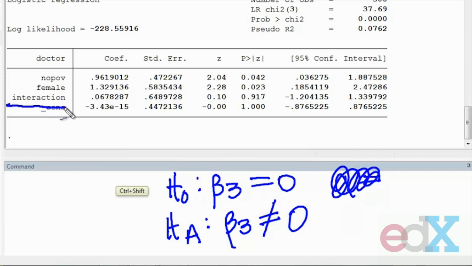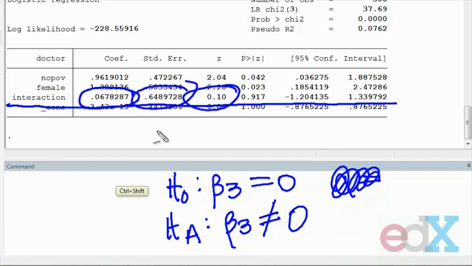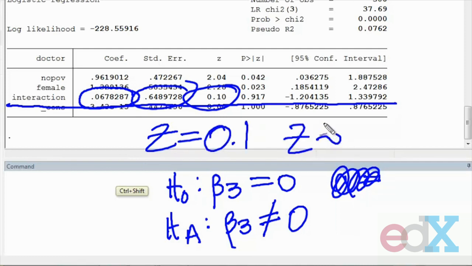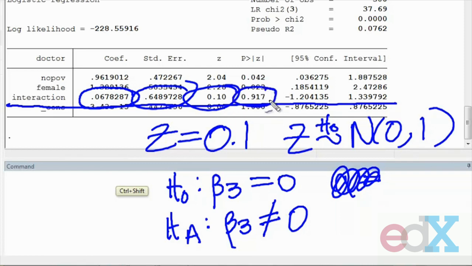To do this test, I just need to look at the output for beta 3. I find a coefficient estimate with a standard error. This leads to a z-statistic that's equal to 0.1. And under the null hypothesis, z follows a normal distribution with mean 0 and variance 1, so it follows a standard normal distribution. This leads to a p-value of 0.91 or 0.92. Consequently, there's no evidence of effect modification.